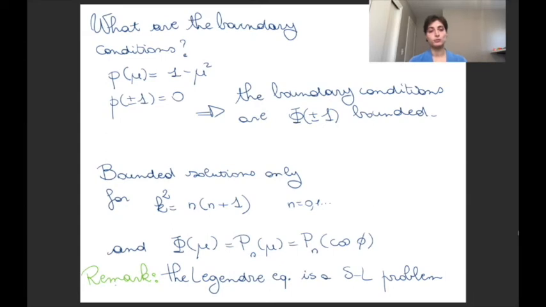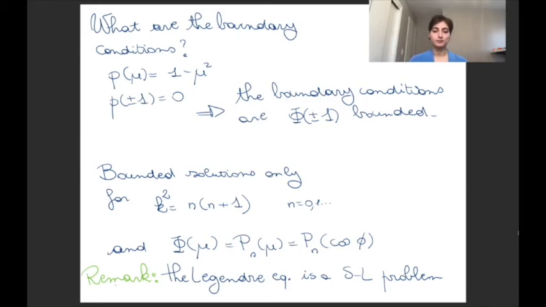This requires, if we want to solve it as a Sturm-Liouville problem, that the boundary conditions are that psi computed at plus or minus 1 needs to be bounded. This is also reasonable from a physical perspective. So we have something reasonable. If we remember what we have done in the Legendre equation, we remember that we have bounded solutions only for certain values of the eigenvalue of the Legendre equation. In particular, the values that we need is that k squared is equal to n times n plus 1 for n going from 0 onwards.